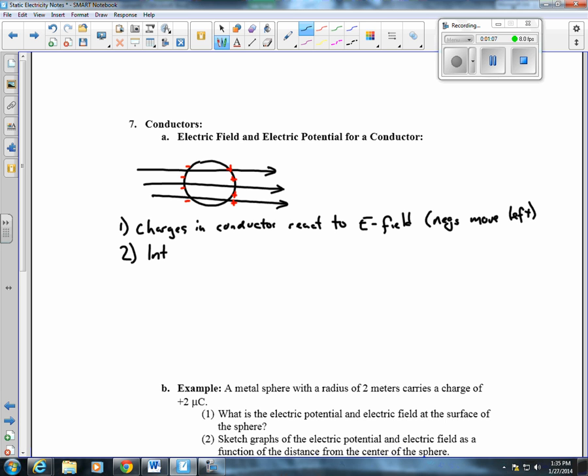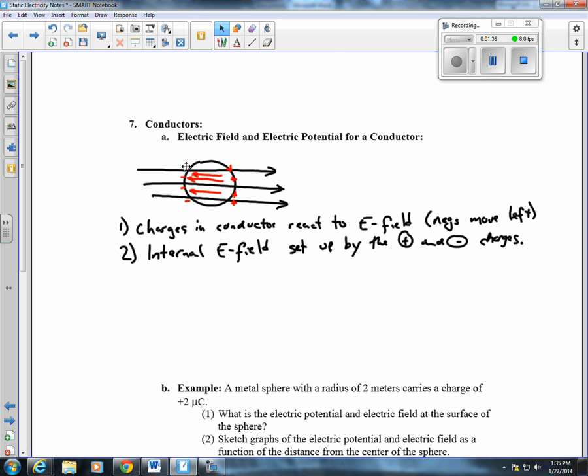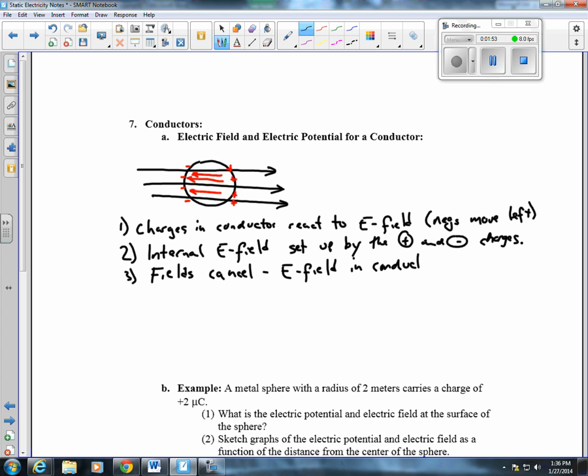But there is an internal E field that is set up by the plus and minus charges. Don't draw that in red. My electric fields always point away from positive, so they're going to point back this way. So they're in the opposite direction of the original external electric field. And what happens is the fields end up canceling. So the net field inside is 0.